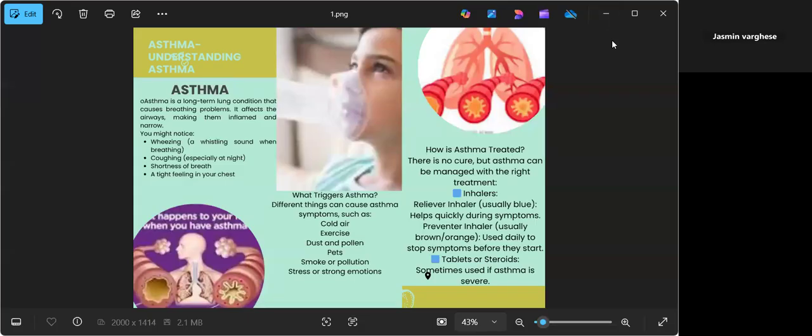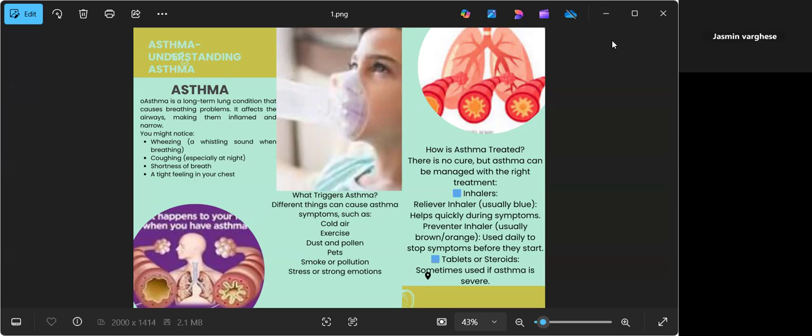All right, guys. Let me get started on this leaflet. I have decided to focus on asthma. We are going to discuss how to prepare a leaflet. As we all know, asthma is a long-term condition and it's quite common, and I think it will be helpful for people to learn about it through this leaflet.